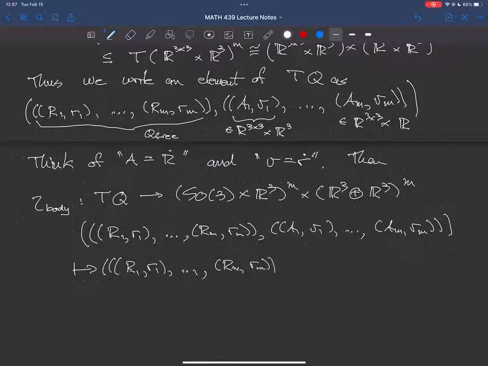Okay, and then what am I going to get in this component? Well, because I'm using body here, I'm going to put the body angular momentum here, and then the body angular velocity here, and the body translational velocity here. Okay, so that's capital omega and little v.